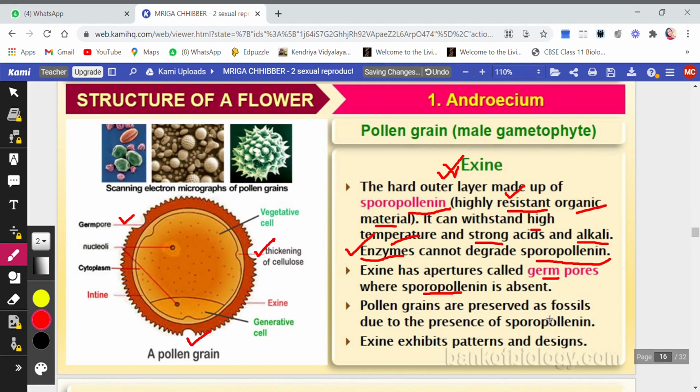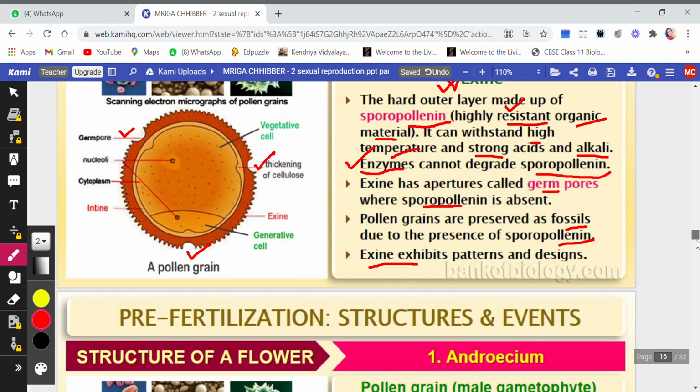Pollen grain is preserved as fossils. We can preserve it as fossils due to the presence of sporopollenin, because of the highly resistant nature of sporopollenin, the pollen grains can be stored or preserved as fossils in pollen banks. Exine exhibits patterns and design. Now there are various patterns and designs you can see here exhibited by exine. In this diagram you see the cuts are there, the pattern here is represented like this. So it can show many more patterns and designs. So this was about exine.